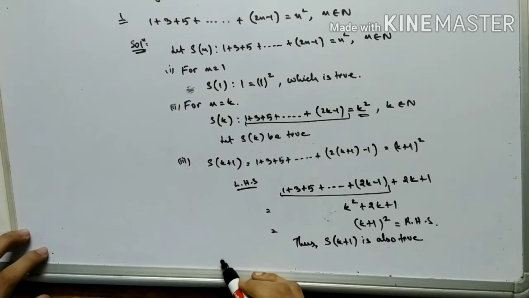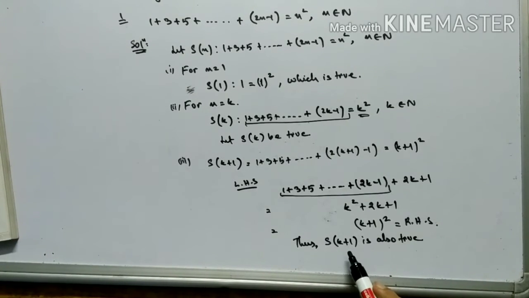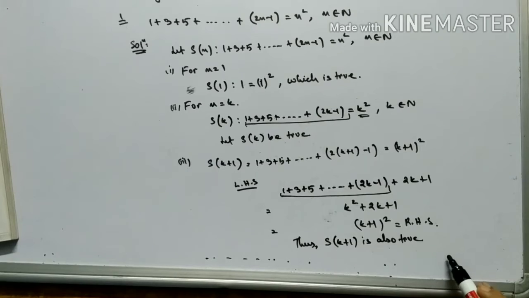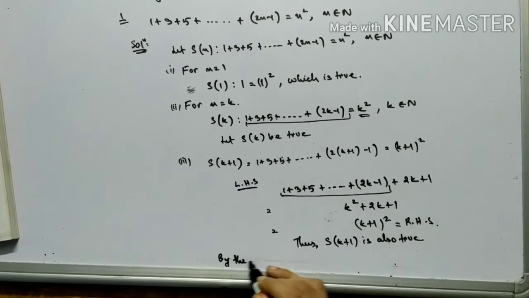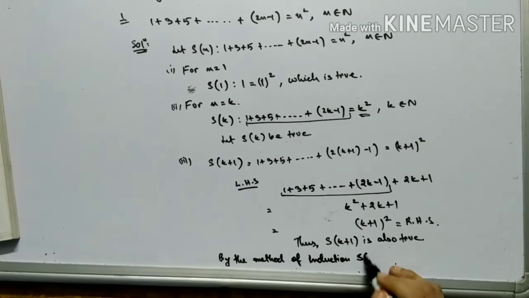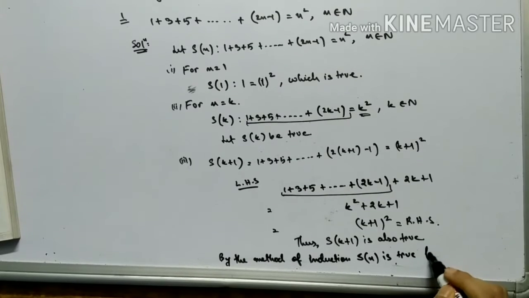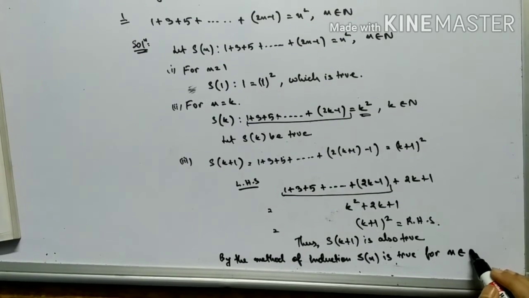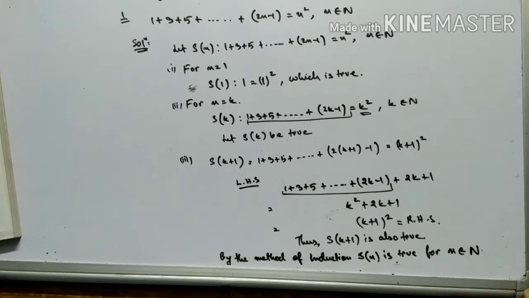So therefore, the last line I can write is that by the method of induction, Sn is true for all n belongs to N. Okay, I can write the last line: by the method of induction, Sn is true for n belongs to N.